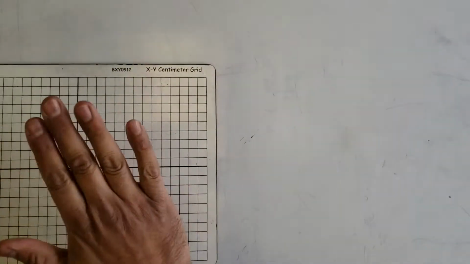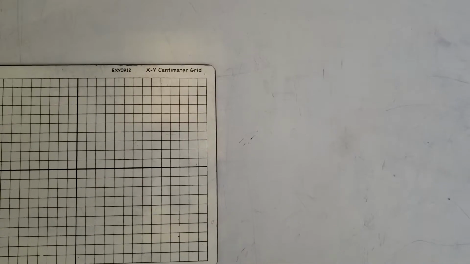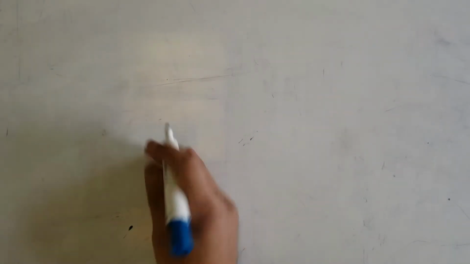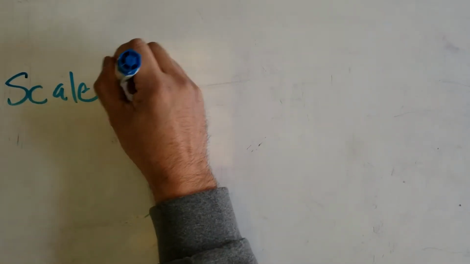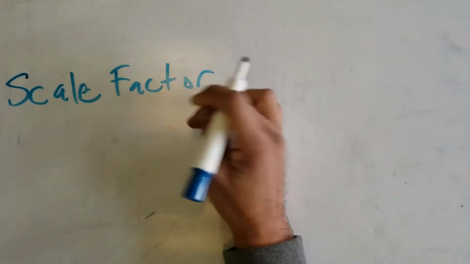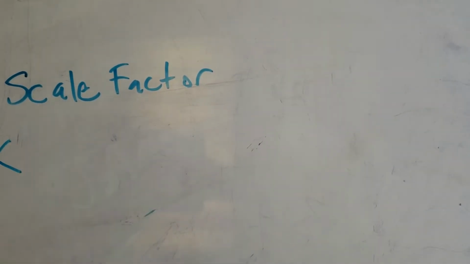So whenever we have a shape on a graph, we can dilate it. And yes, sir, we talked about scale factor also. So if you don't remember any of this, you should write this down, if you didn't write this yesterday. Scale factor. Okay, scale factor is always going to be the letter K.